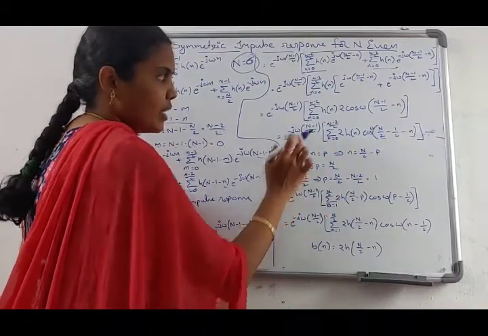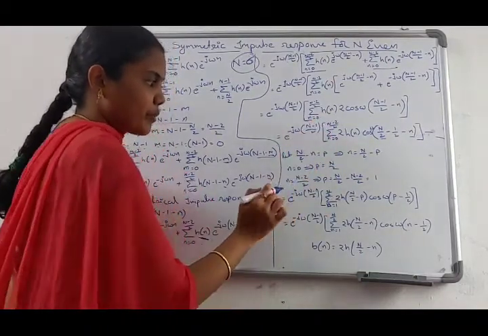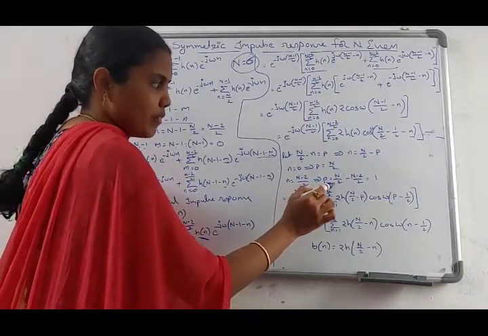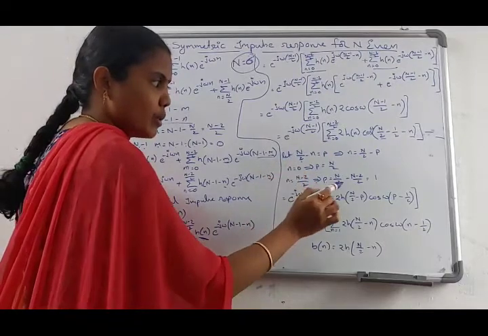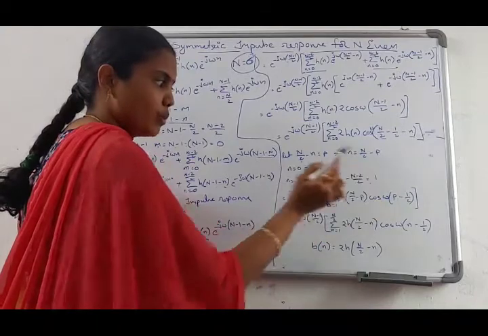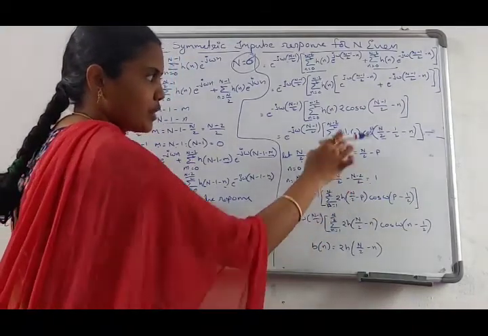In the same way, the next limit is N minus 2 by 2. When n is equal to (N minus 2) by 2, p is equal to N by 2 minus the n value, what is it? (N minus 2) by 2, which is equal to 1. Okay, now substitute the limits here.